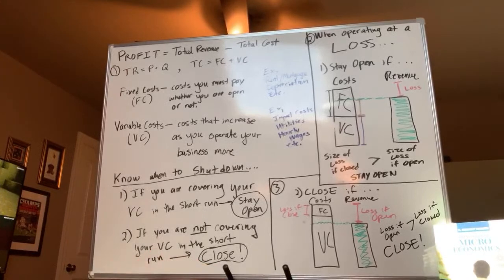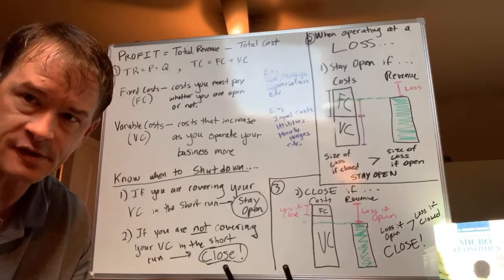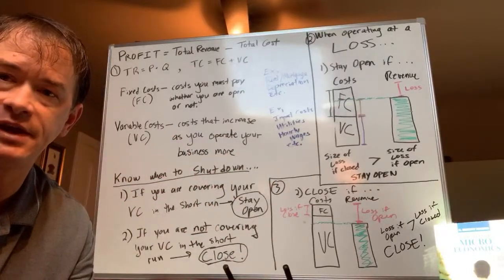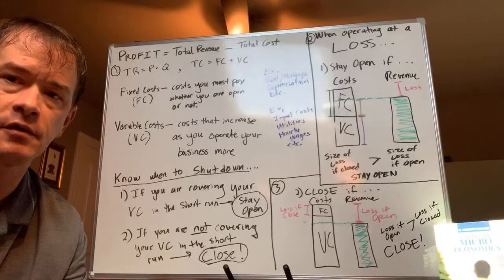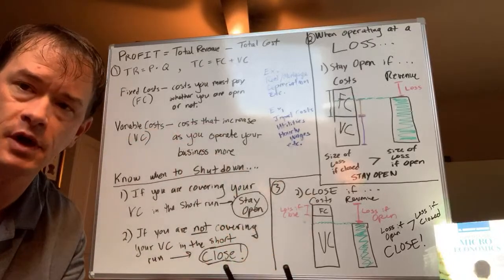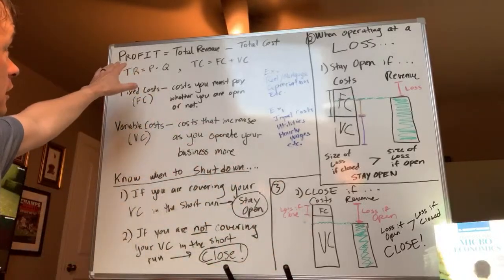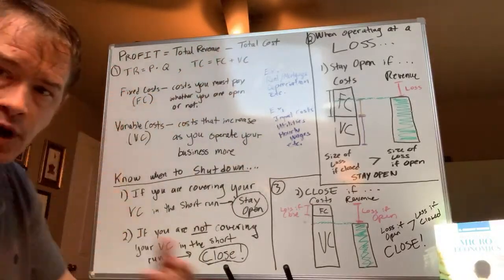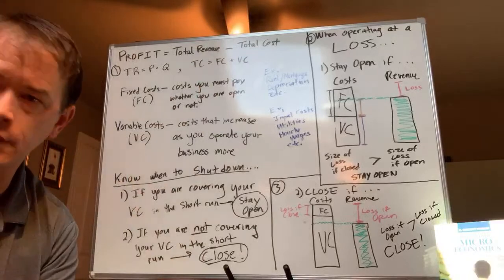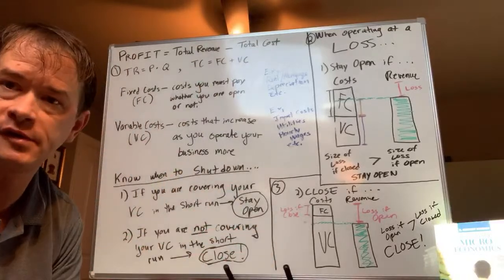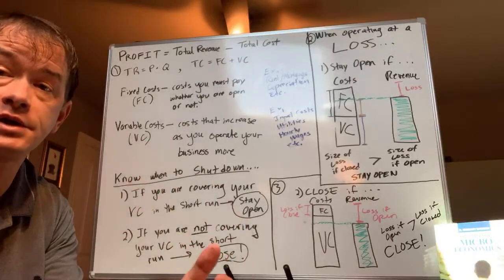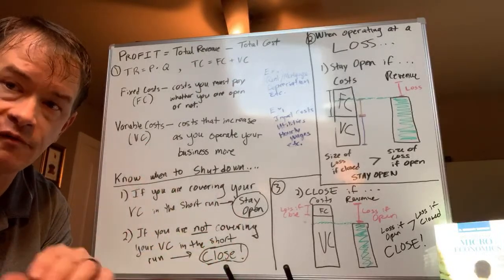Everybody hears small business, they think profit, profit, profit. Businesses have a limited impact on their own revenue stream. Profit is total revenue minus total cost. Total revenue is price times quantity. It's what you charge for your good or service times how many goods you actually sell. You do directly determine what you charge, but some of it's determined for you by the market.